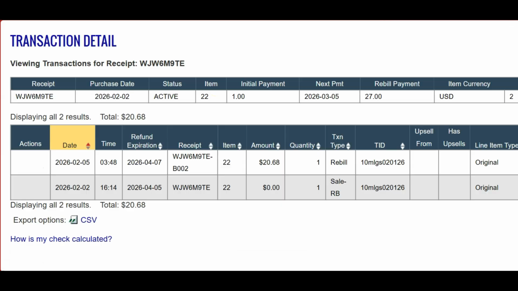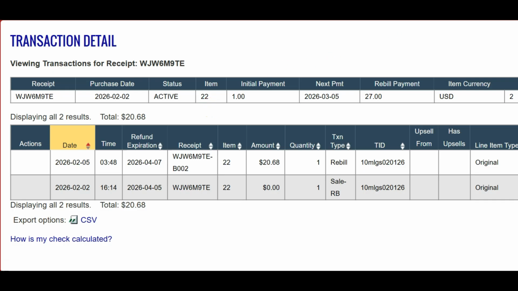So let me show you here. Here is that trial sale that came in originally on the 2nd for $1, which I don't get; the vendor keeps that. But then their rebill today on the 5th is $20.68. You see right here, it's active. The next one will be on March 5th if they don't cancel, and they'll be rebilled $27 again.